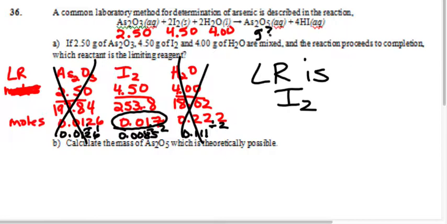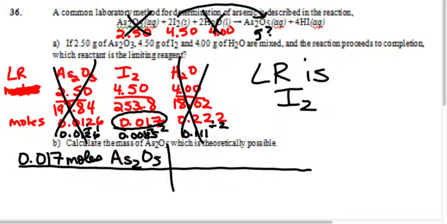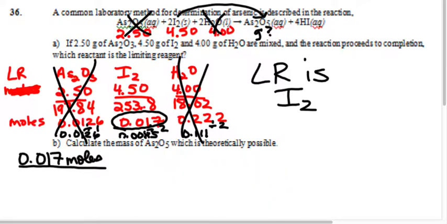Stoich. We're looking for the grams of this from iodine, because that was our limiting reactant, and the rest were in excess. So I'm going to start with my moles. You okay with that? 0.017? Yes? Okay. Oh, it's moles of iodine. Thank you. Brain fart. Moles of I2.